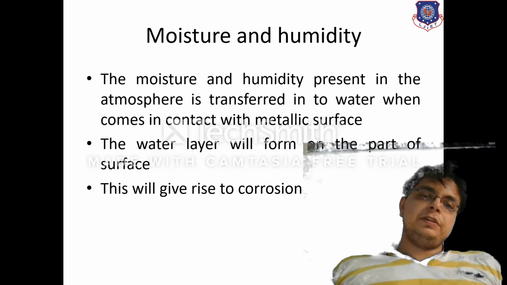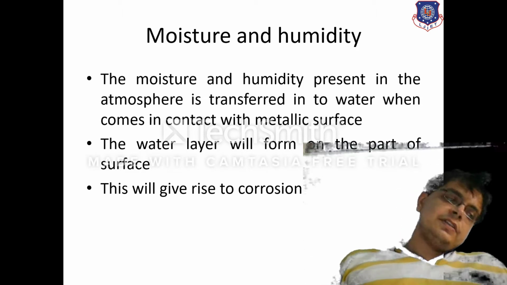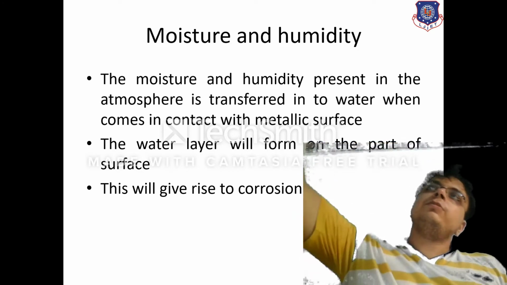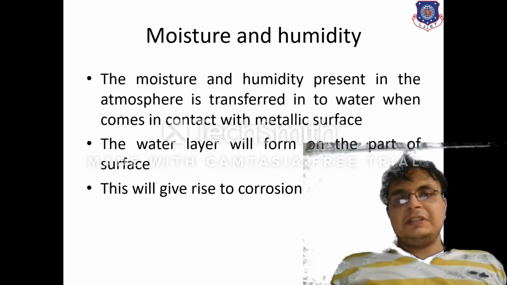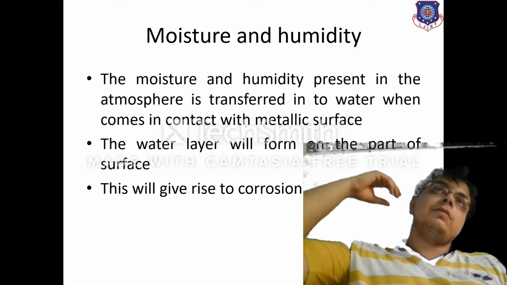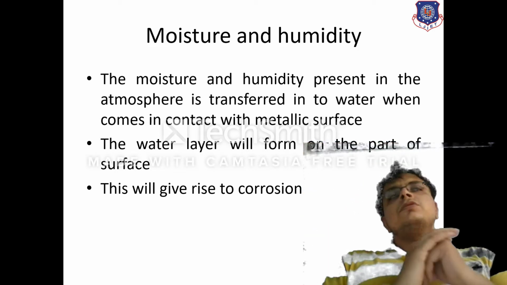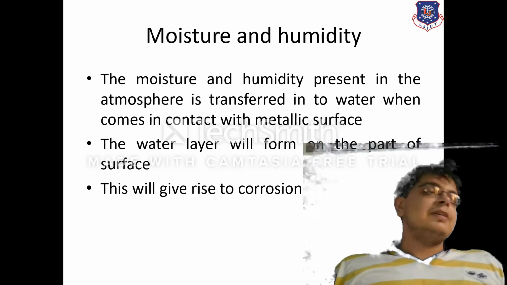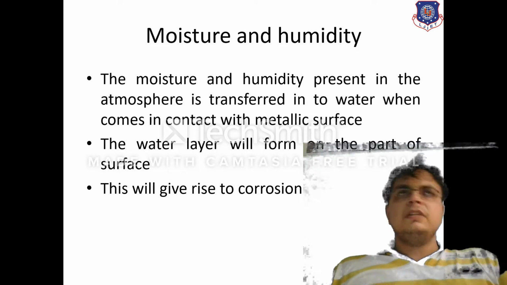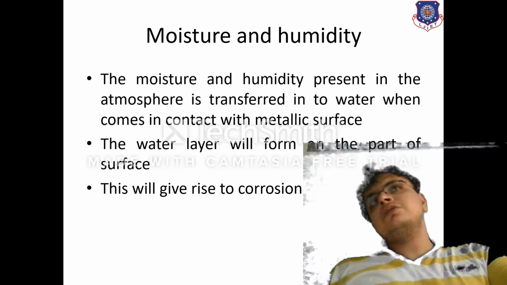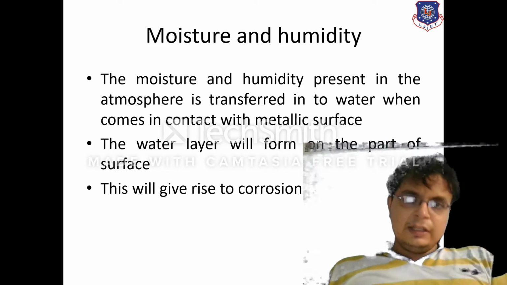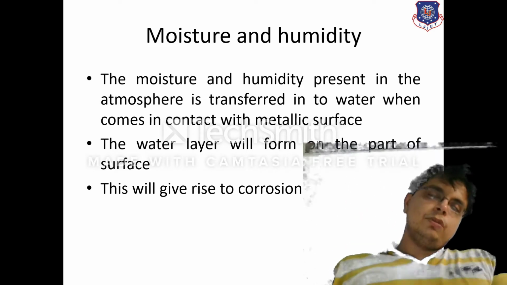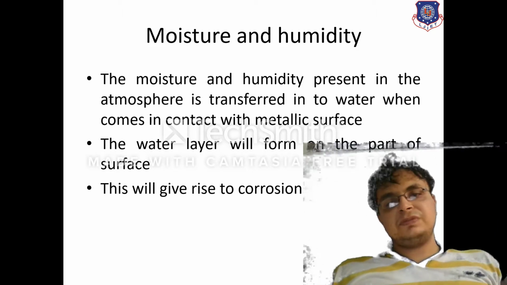Next is moisture and humidity. We all know that when the surface comes in contact with the atmosphere, it will start corroding. Many things are there in the atmosphere. It has oxygen, moisture, humidity, all the things. So all of these contribute to the formation of corrosion. Yes, the moisture and the humidity present in the atmosphere contribute to corrosion.